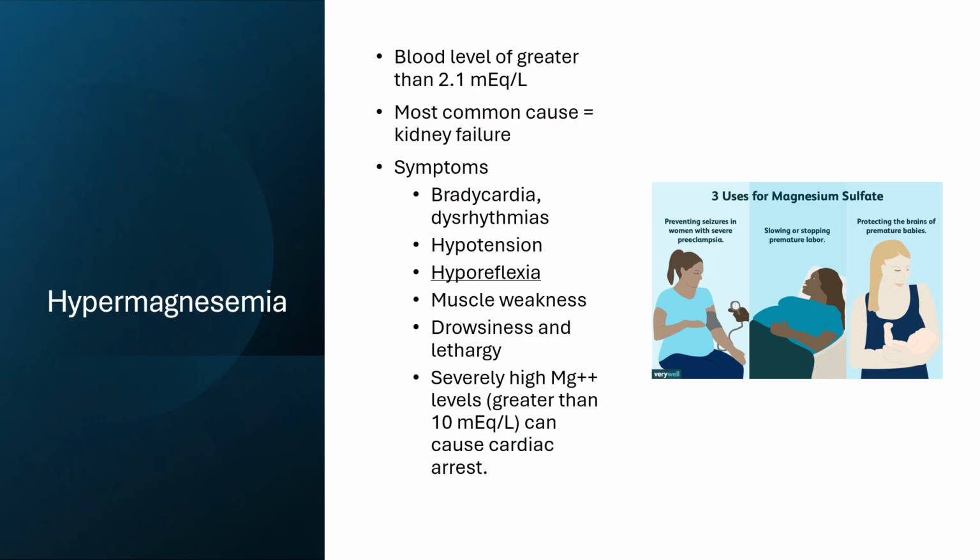And switching gears here, we've got hypermagnesemia. And with those, it's a blood level greater than 2.1. Most common cause is kidney failure, and they've got the opposite of your hypo. We've got bradycardia, hypotension, hyporeflexia, muscle weakness, drowsiness, and severely high magnesium levels can also cause cardiac arrest.